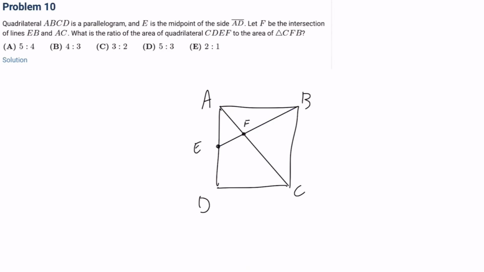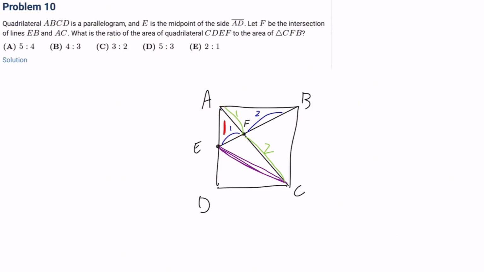We're just going to use the fact that this to this is 1 to 2, and we're also going to draw a line like that. And so also we're going to see that this is 1 to 2, like that. Okay, let's just say that this area is 1.